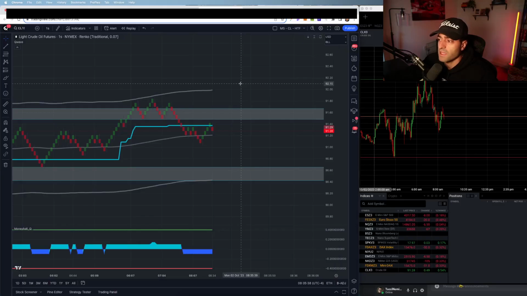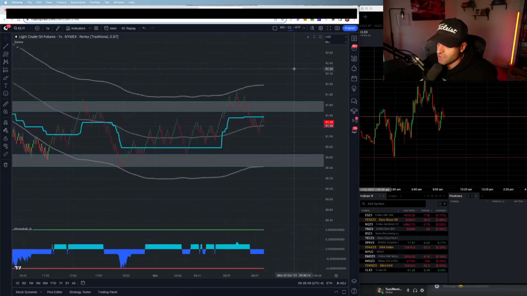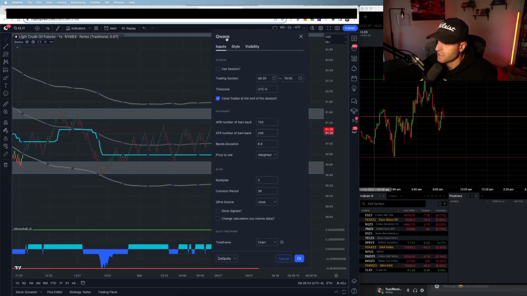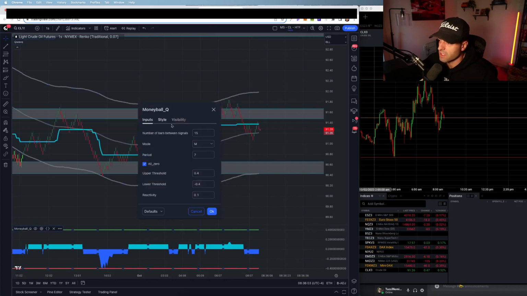Let's dive right in. Okay, so I've got crude futures pulled up here. 1 second data feeding into a 0.07 box Renko. Pointed this out in our last crude video. I'm using the Q line indicator. Here are the settings I'm going with, using a more broad band deviation, more of a higher time frame outlook. And then I've also got the money ball here.